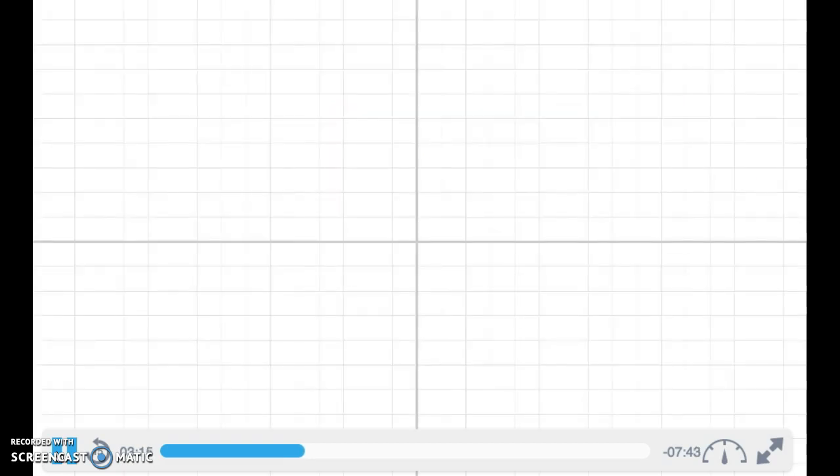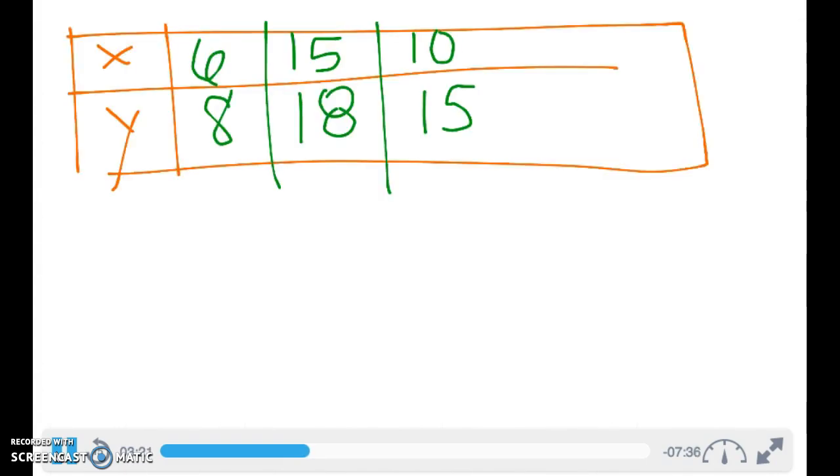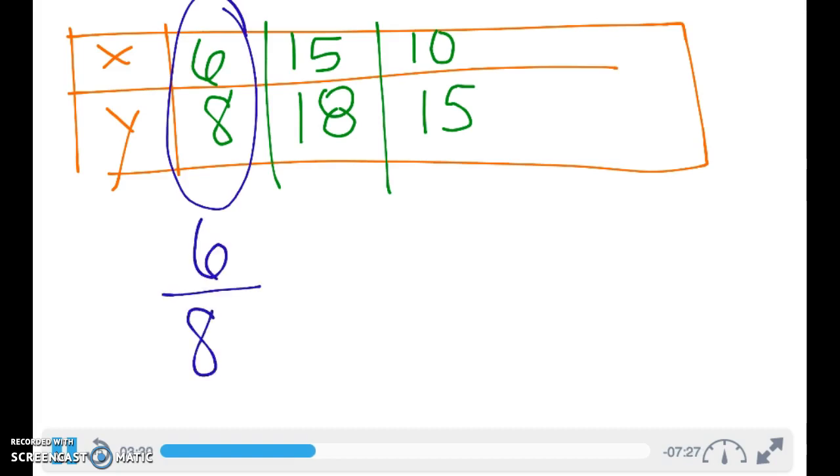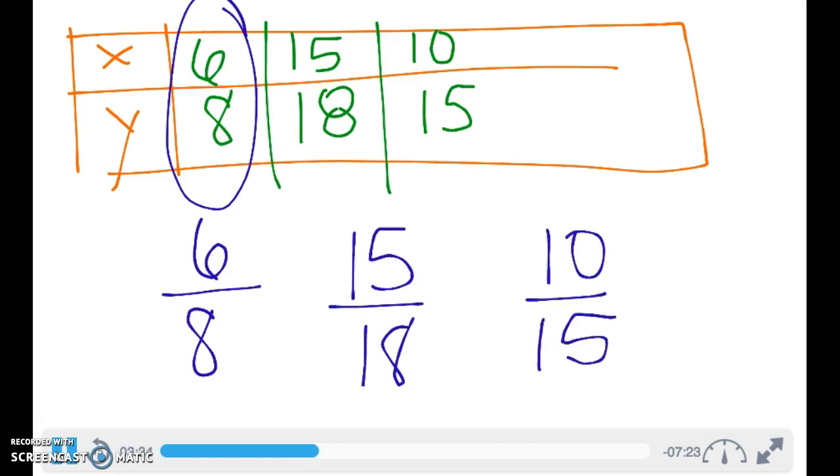Now sometimes you don't always have quite as nice numbers. So here's an example of another table. I just filled in a couple points. I want to see if this is proportional, so I can take the ratio. I have 6 to 8, 15 to 18, 10 to 15. I want to see, are these all the same?